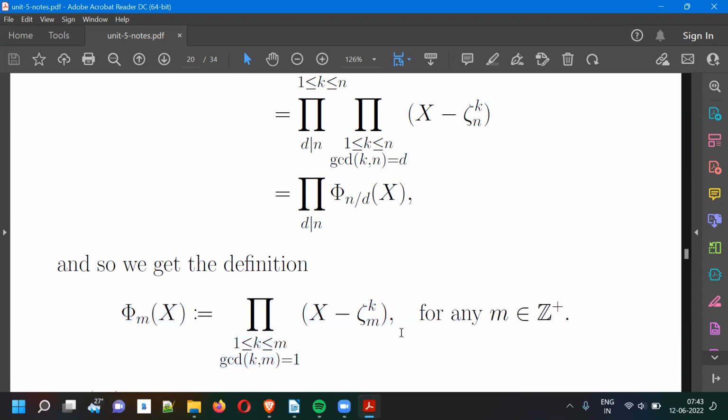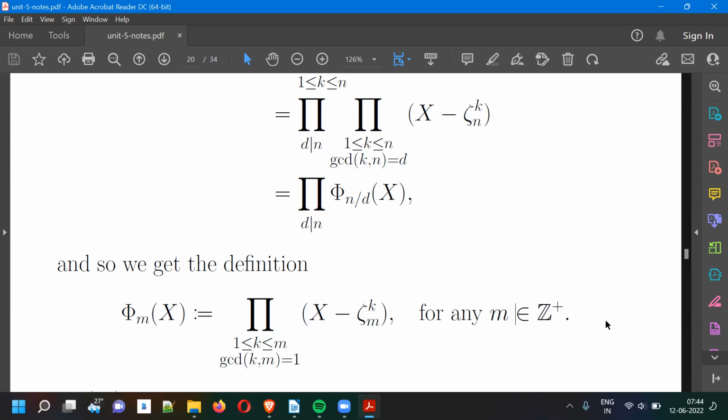Okay, so what is it? Phi m of x is equal to the product over all k varying between 1 and m such that the GCD of k with m is 1. Not all k between 1 and m, only the k such that the GCD of k with m is equal to 1. All those k which are co-prime to m, those roots of unity, x minus zeta m raised to k. And this is my definition for any positive integer m.